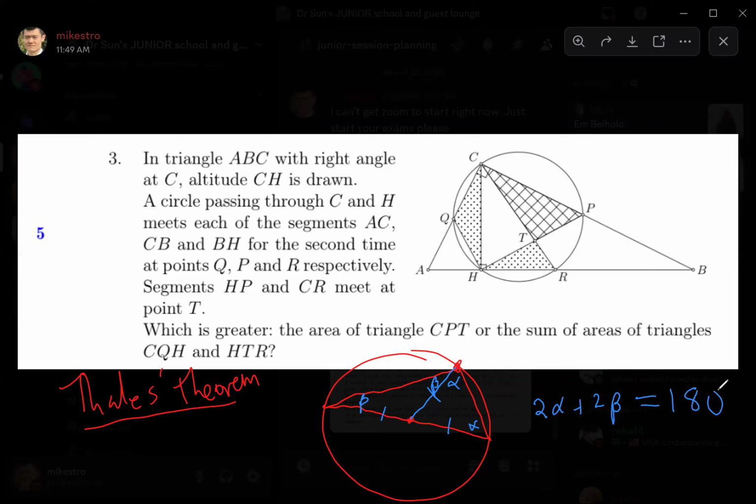Okay, now what? Divide the thing by 2. There's 2 times this, right? So you can divide it by 2, and you get alpha plus beta equals 90, right? See that? But what's alpha plus beta? It's this angle here, right? That's alpha plus beta, yeah? And I just proved it's 90.